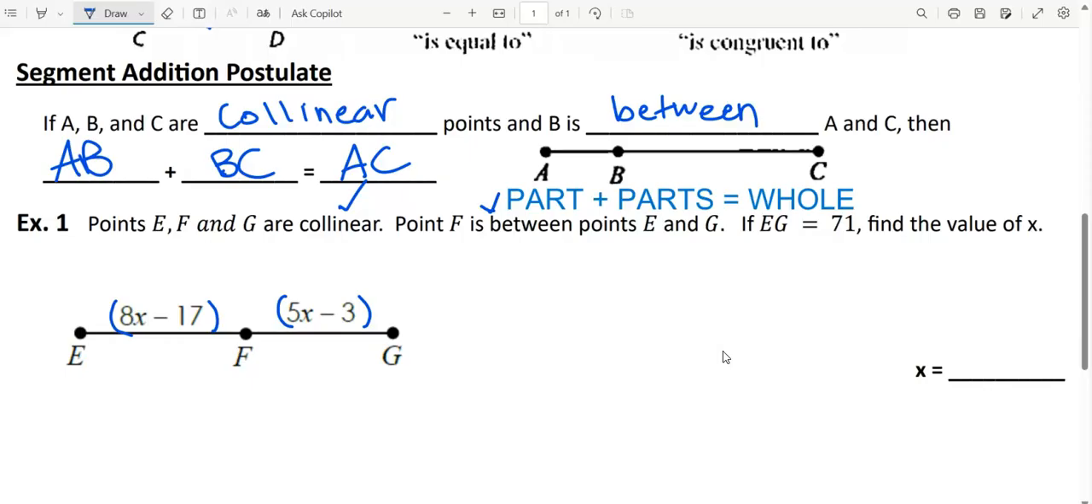So hear me say this. You must label your diagram, okay? So if EG all the way across is 71, I want you to label it. Watch me do it. I'm going to put a big old bracket from E all the way to G is 71. So make sure you write that down right there. Label the whole thing is 71, okay?